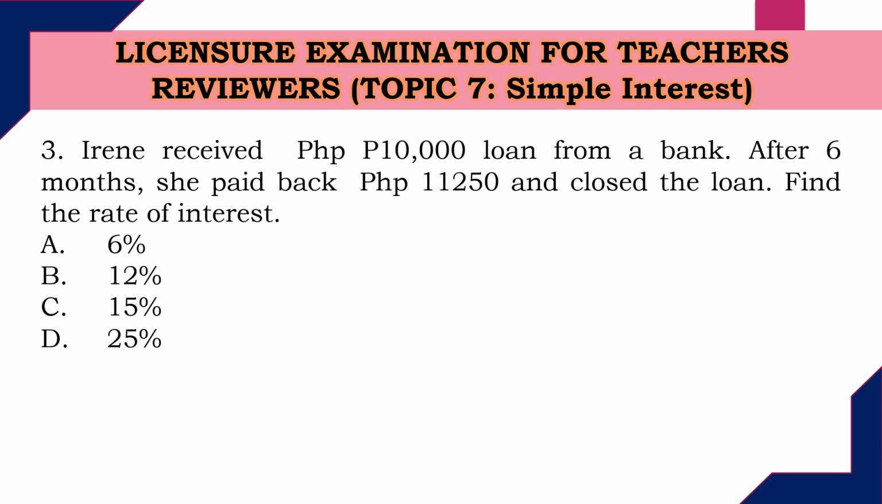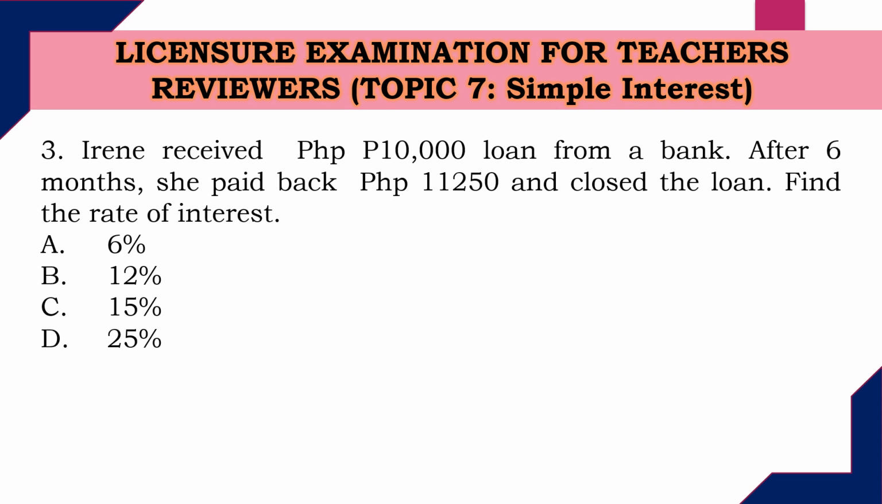Number 3, Irene received a 10,000 pesos loan from a bank. After 6 months, she paid back 11,250 and closed the loan. Find the rate of interest. A, 6%, B, 12%, C, 15%, and D, 25%. What we are looking for now is the rate of interest.